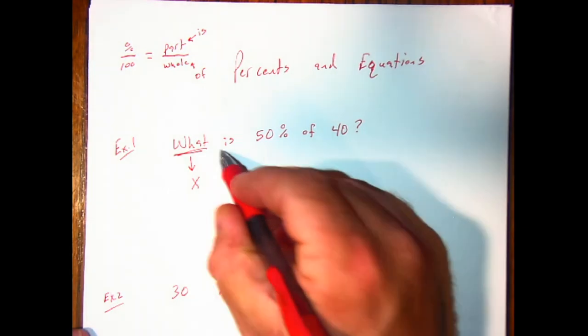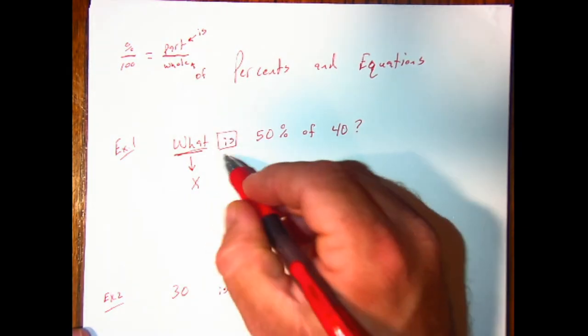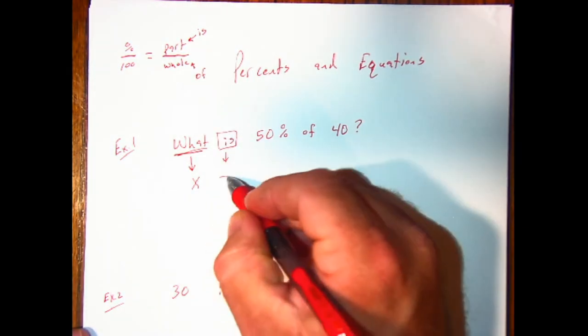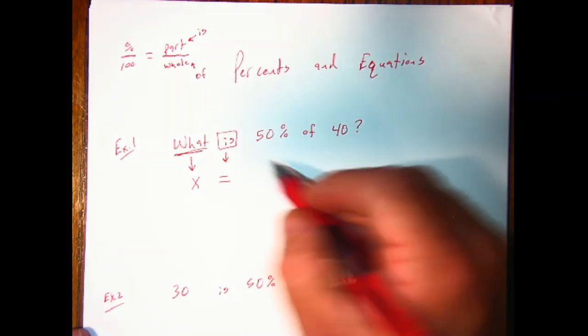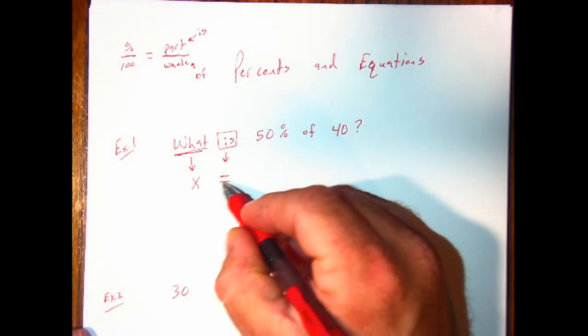Okay? The word is very important in mathematics because the word is means equal. Is equal.